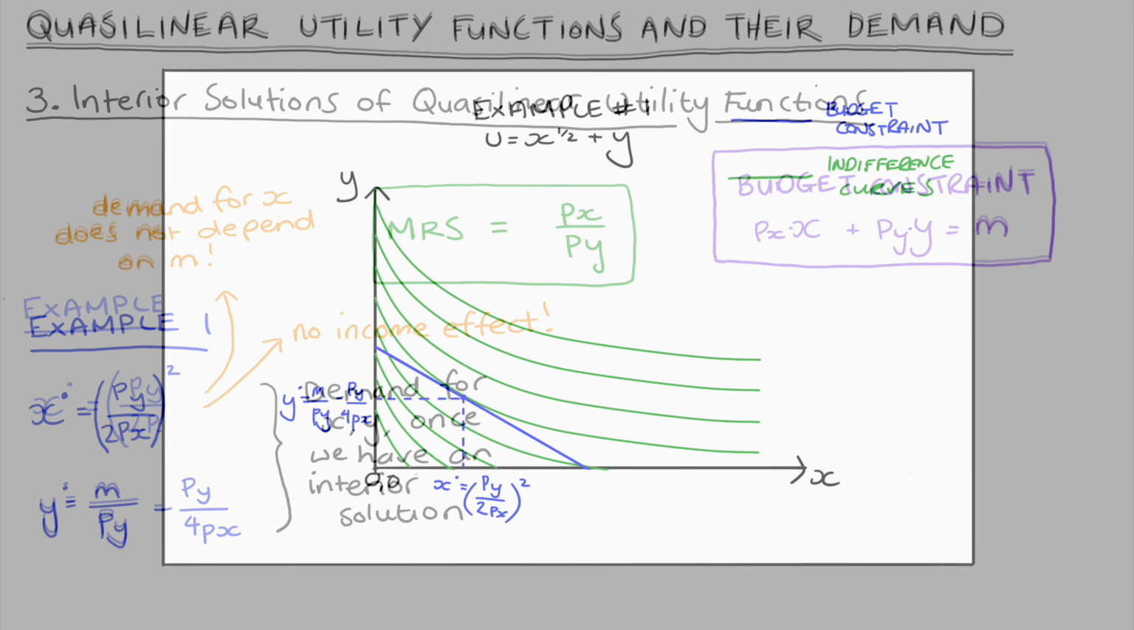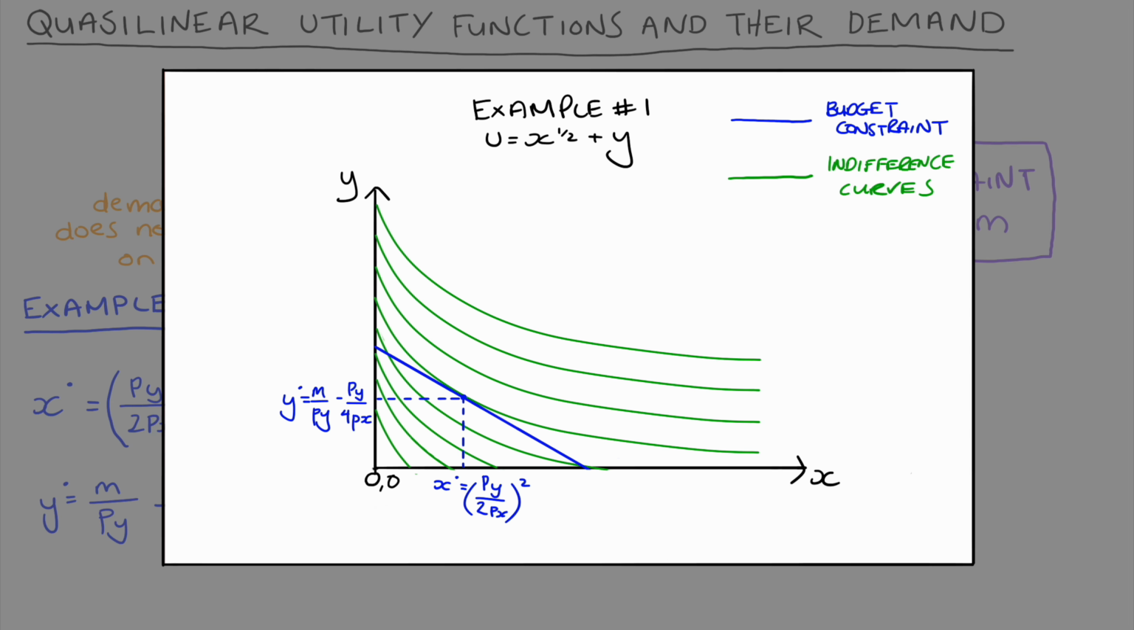Now let's look at this visually. Our interior solutions will look like this. We have a budget constraint, I've put it in blue, and our indifference curves, I have them in green, and we're trying to get to the highest indifference curve given our budget constraint. We can find that optimal point. That's where our budget constraint is exactly tangent to our indifference curves. So that's what our interior solution will look like.